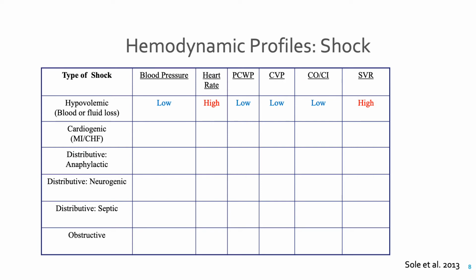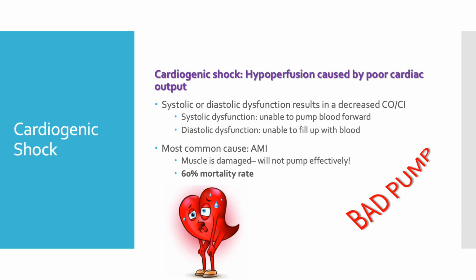Here you can see some of these measures we just talked about in a table. So we're going to use this table to compare the different types of shock and recognize the similarities and differences between each. So we've talked about hypovolemic shock. Our next category is cardiogenic shock. So now the hypoperfusion is not being caused by a low intravascular volume like with our hypovolemic shock. It's being caused by a bad pump. Our heart is not pumping out sufficient blood for our tissues.